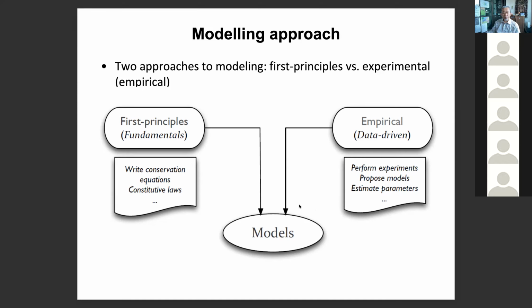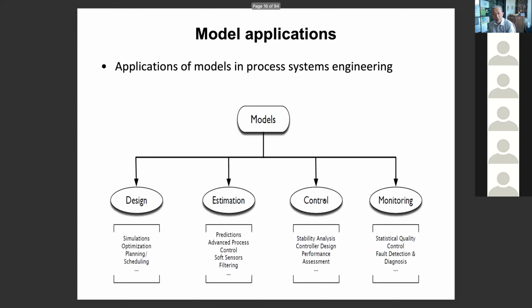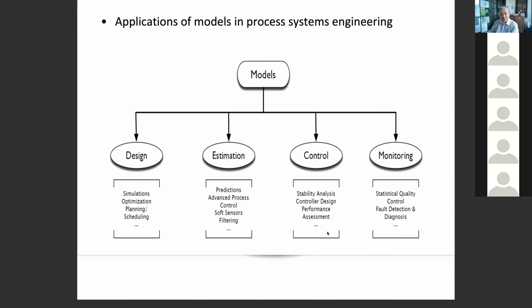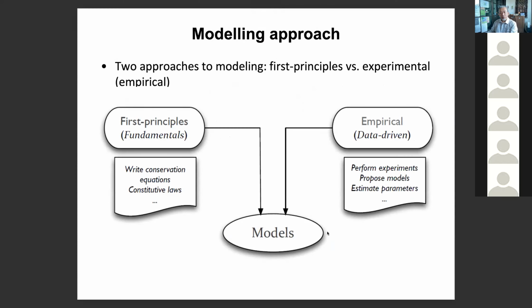I think this is the slide. We stopped last week here. Okay, application of models in process system engineering, where we can divide it into four categories, which is the design, estimation, control, and monitoring for model-based design. And then two approaches to modeling. As I told you previously, we have a first principles and experimental approach.